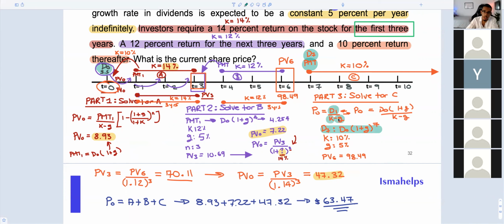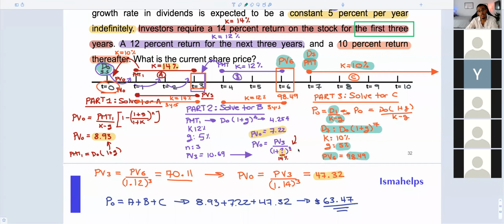K minus G, we already have these numbers. We have our K, which is 10%. We have our G, which is 5%. You plug all that in, and you're going to get your PV6, right? You're going to get your present value at year 6. That's equal to 98.49, right?